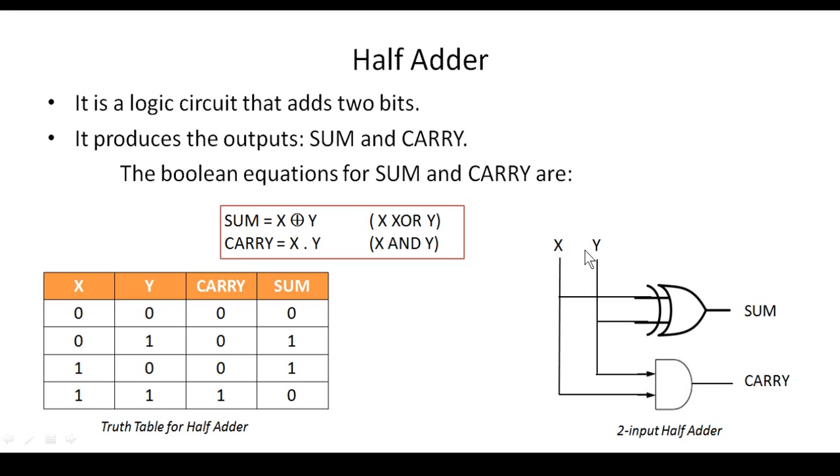Okay, you have two inputs, that is x and y. One will be connected to an XOR gate, that is sum. You can write x XOR y. Okay, and another gate is nothing but the AND gate, which will be the carry. x dot y is the carry. So this is the half adder logic gate.